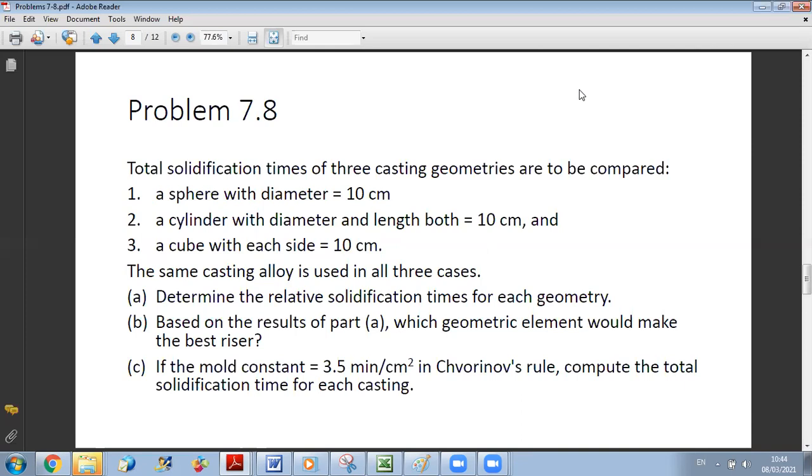Exactly, the highest, because we want to have the riser solidifying after the main cavity. Okay, so this is the first criteria. Now, in case you got the same solidification time for the three shapes, then what will be the criteria of selection?